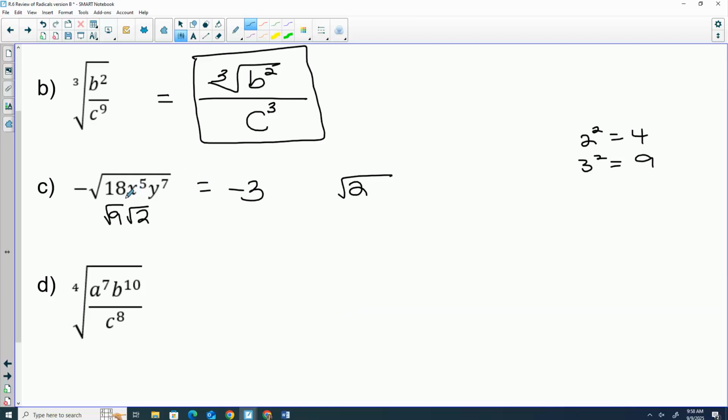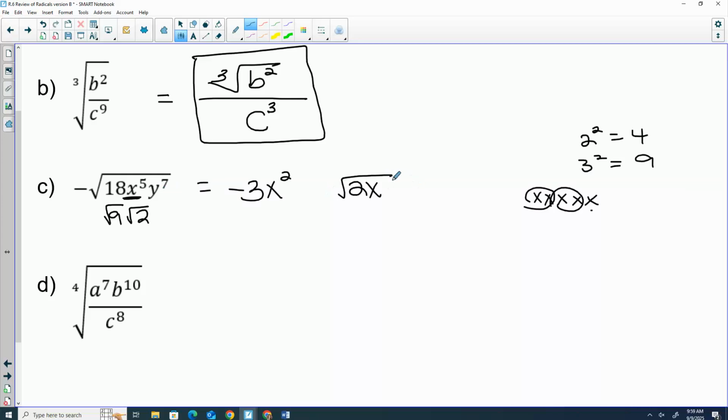If I have 5 x's, how many groups of 2 can we form? 2. So x squared comes out, but how many are left over? 1. Okay, so think about 5 x's. Here's a group and here's a group, so that's the x squared out in front. There was 1 x left, so it stays under my square root.